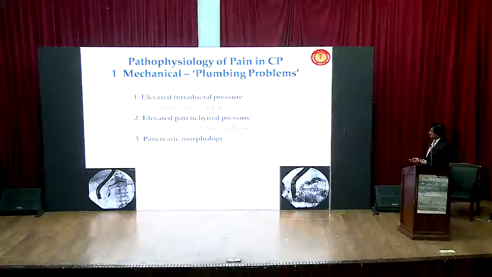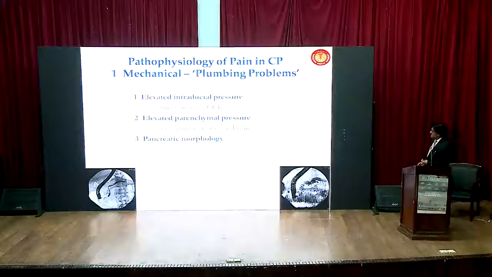So here comes the theory of relieving pain. The patient wants to be relieved of his symptoms. And it happens because there is elevated interductal pressure, elevated pancreatic pressure, and the pancreatic morphology is like this. Next.